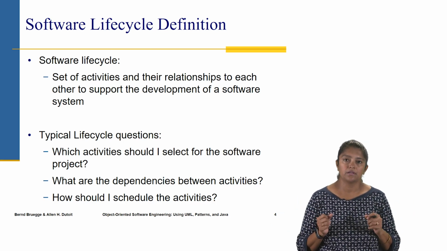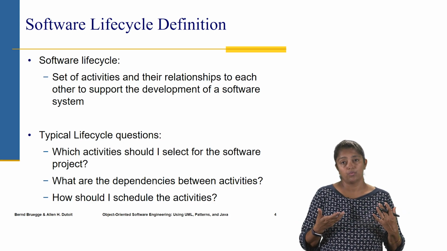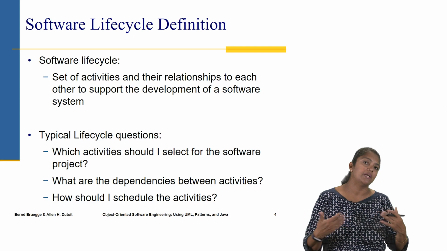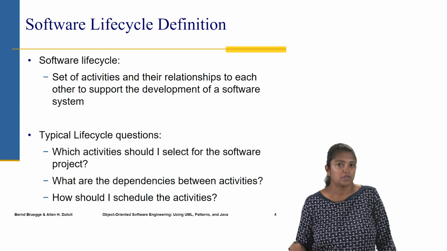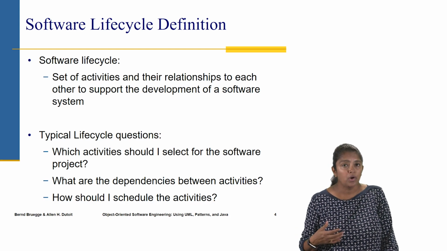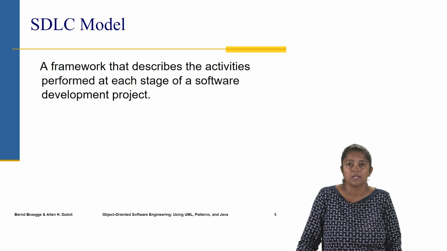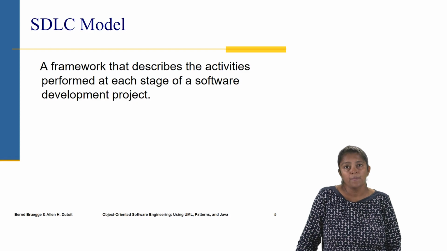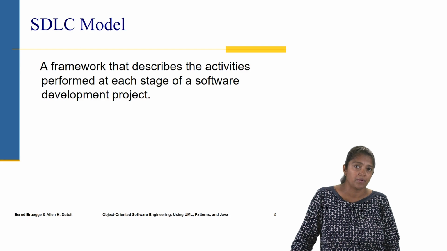So our typical lifecycle questions are like, what activities should I select for my software project? What activities are important and should be part of that life cycle? What are the dependencies between those activities, and how do I schedule the activities? Those are the typical life cycle questions, and that leads us to these different life cycle models so that we can pick one that's suitable for our kind of project. A software development lifecycle model is basically nothing but a framework that describes the activities that are to be performed at each stage of the software development project.